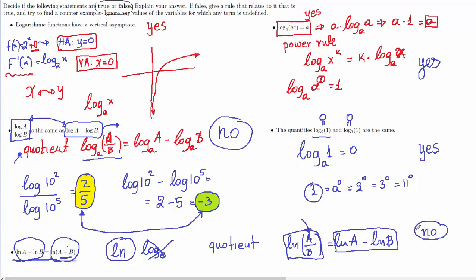Well, in order for this equality right here to hold, it should hold for any numbers a and b. Any number. And for sure, we know that the difference of two numbers is never the same as the quotient of two numbers. That's why our answer is no. So we have the answers for each one of these interesting questions about logarithms.